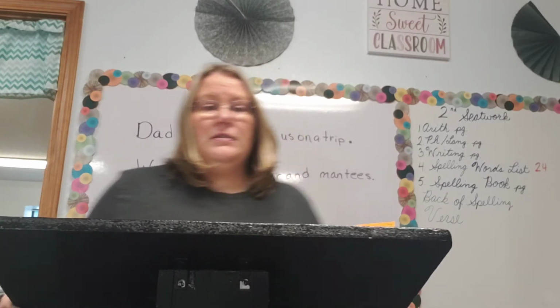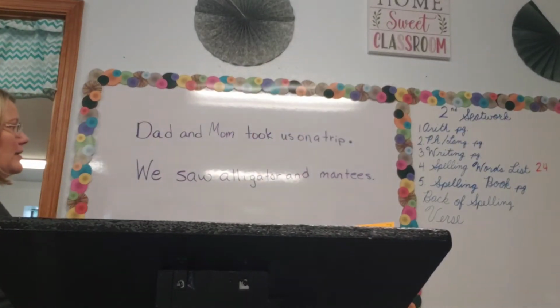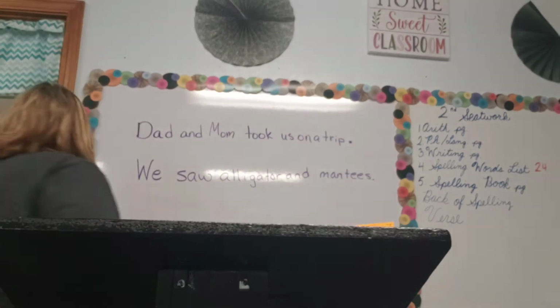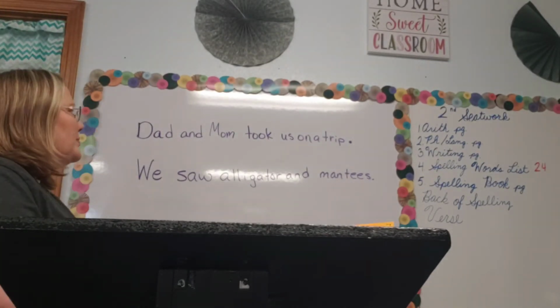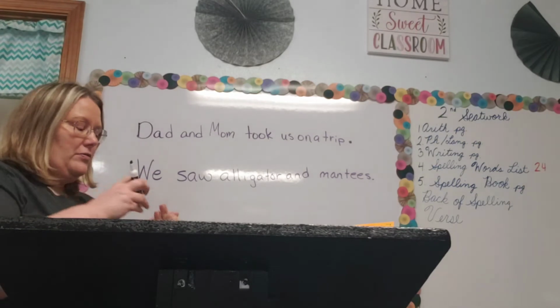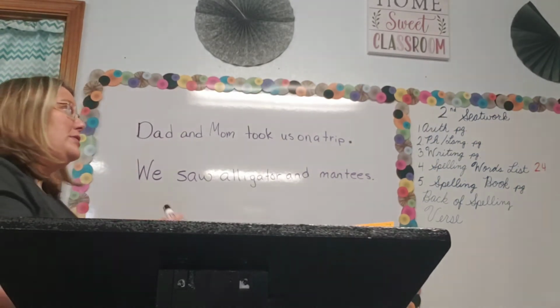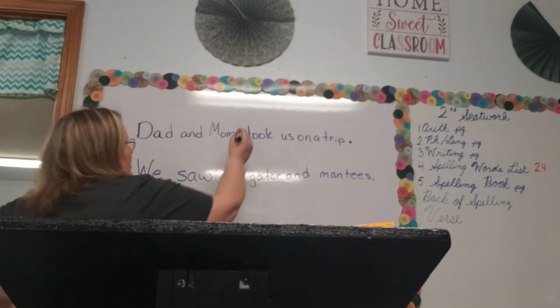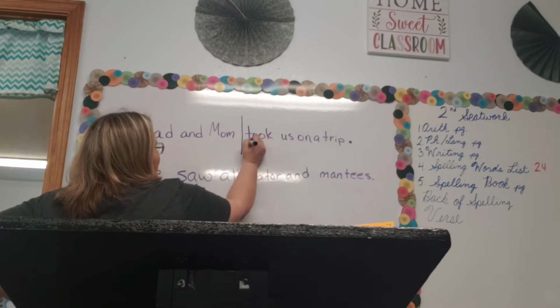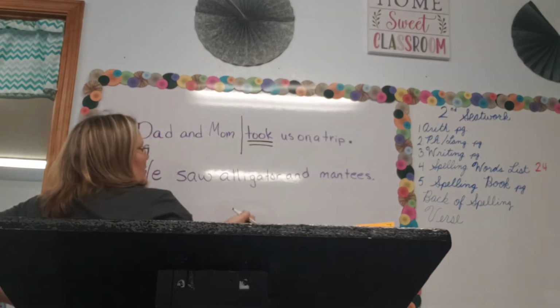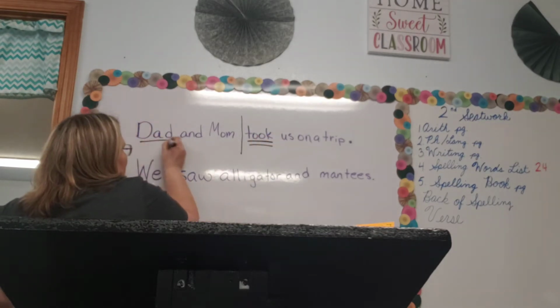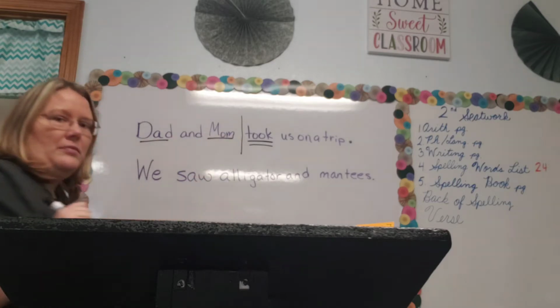So I have a sentence on the board. It says, Dad and Mom took us on a trip. Okay, I just want to review dividing sentences. Remember, we divide before the action word. Our action word or our verb is took. Underline it twice, and the subject, Dad, Mom, are our subjects.